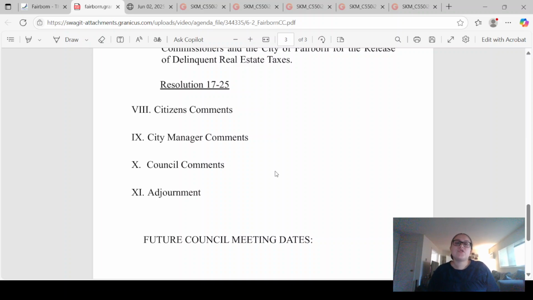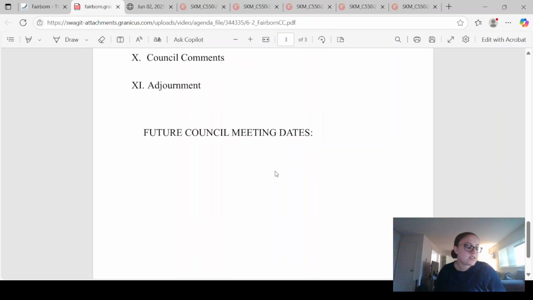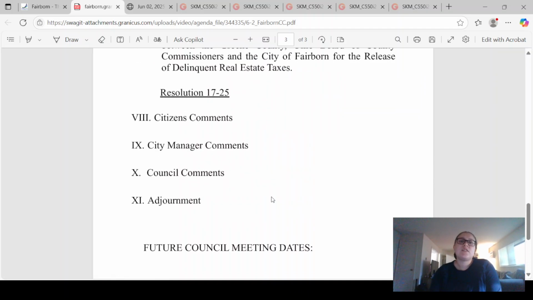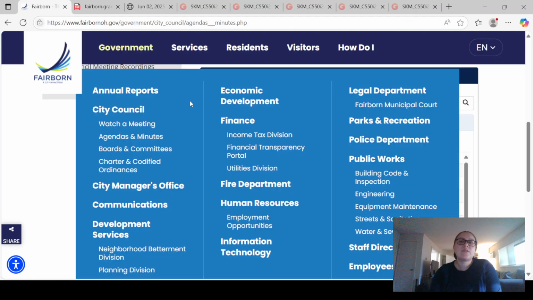And then there's the adjournment, so they have to vote to adjourn the meeting, and that takes place and it's basically done. Sometimes they go into executive session, and you'll see that on the agenda, which basically means that they have something to discuss in private, usually with lawyers, that's not ready to be disclosed to the public. But they didn't have one last night. Usually they put future council meeting dates at the bottom of this, but this one doesn't have it. It's usually on the city's calendar though.